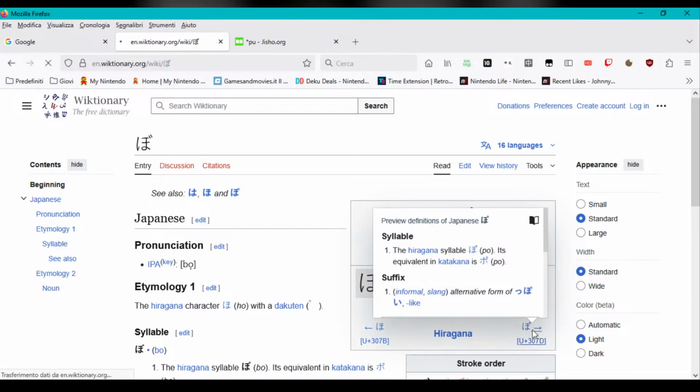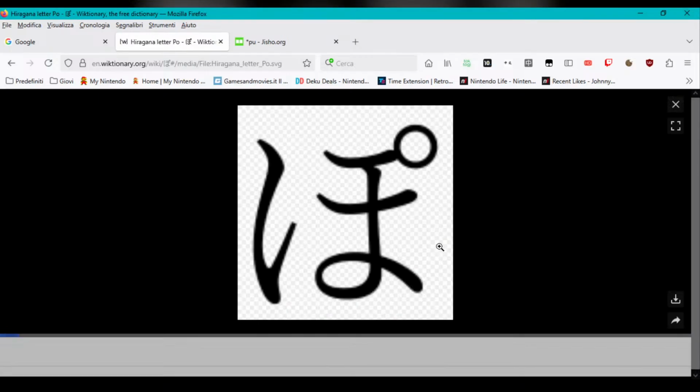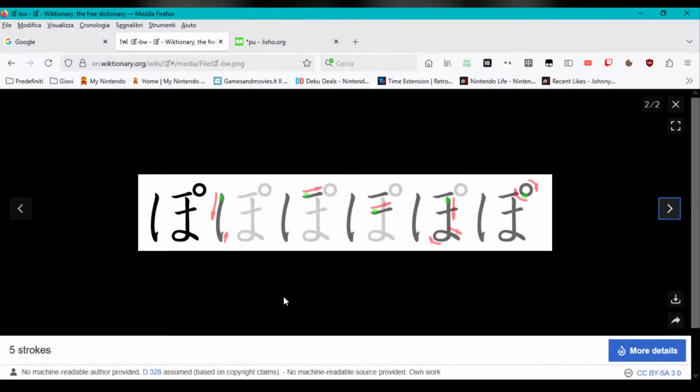Last but not least, we can add the handakuten, and so have po. Top to bottom, left to right, top to bottom with the circle, and then the actual circle of the handakuten, as seen also here, top to bottom, left to right, top to bottom with the circle of the handakuten.